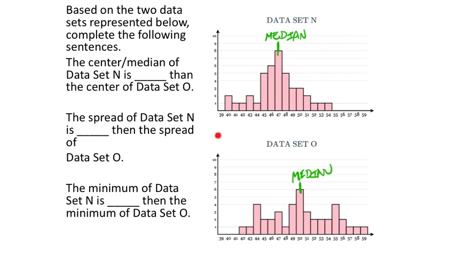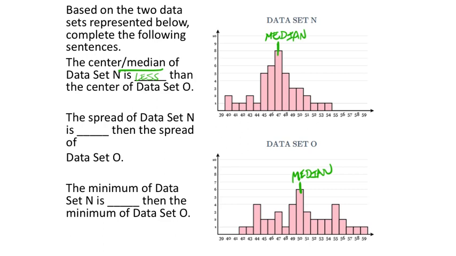Okay, so comparing these two, they have the same number lines, which is good. But I can see this one is just a little bit further to the left than this one right here. Set N is further to the left than set O, median. So where I'm comparing the medians, set N's median is to the left, which makes it less than the median of data set O.